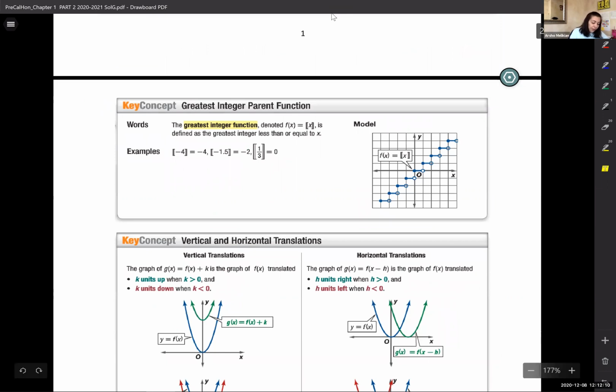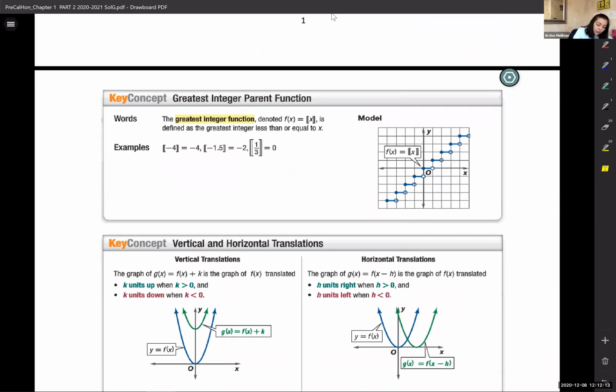Next, we have the greatest integer function. It's also called a step function.